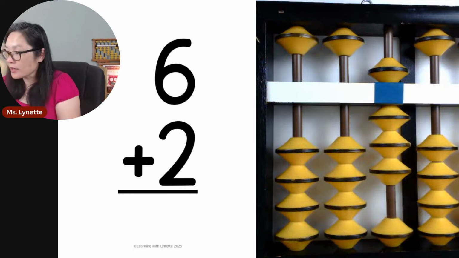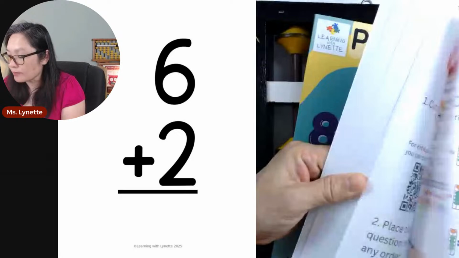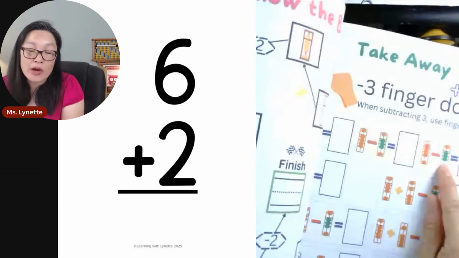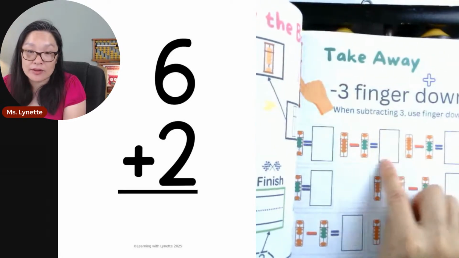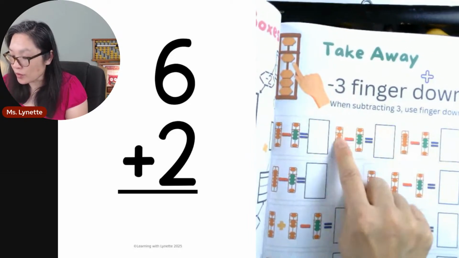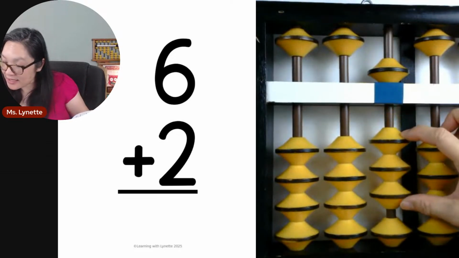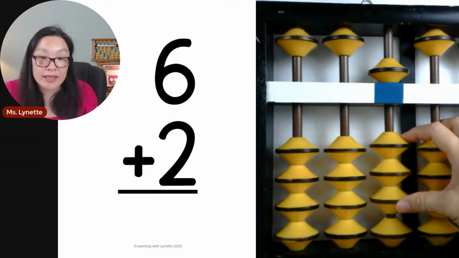And then in this book that I have, I drew out the abacus so they could see the beads that are being moved. So this one specifically is -3. So what we're doing here is we're taking away 3. The idea was the kids will see that we're moving 3 beads away.